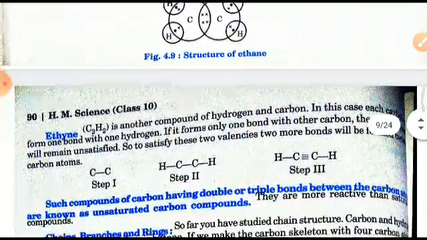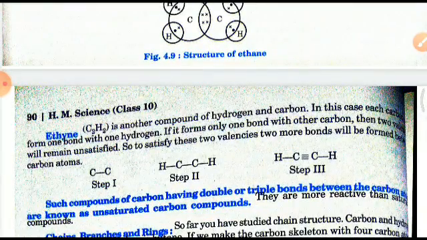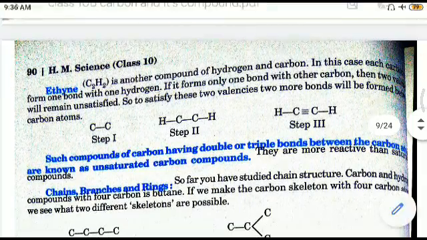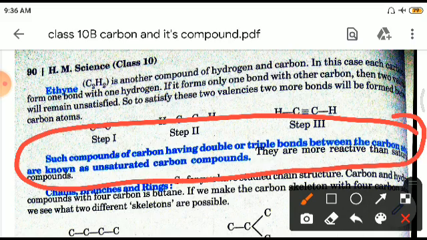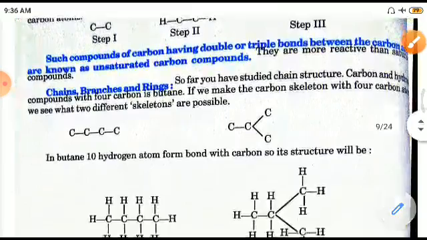See, there is a triple bond in between. And such compounds having double or triple bond are called the unsaturated compounds, right? They are the unsaturated compounds.